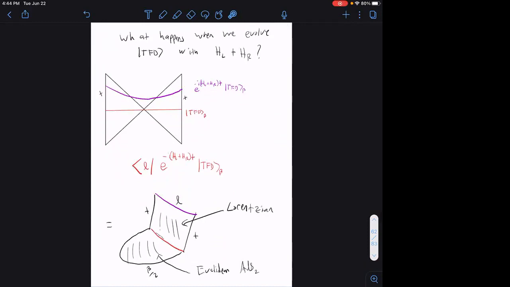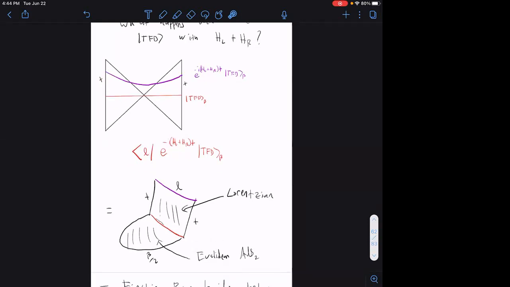So one thing we're going to be interested in is what happens if we take this thermal field double state and evolve it upwards in time on the left and upwards in time on the right. Let's say both by time t on the left and right. So here we take this thermal field double state on the time equals 0 slice. We evolve it to get a state on the purple slice, which is this state. And then let's ask about the wave function of this time evolved state in the length basis.